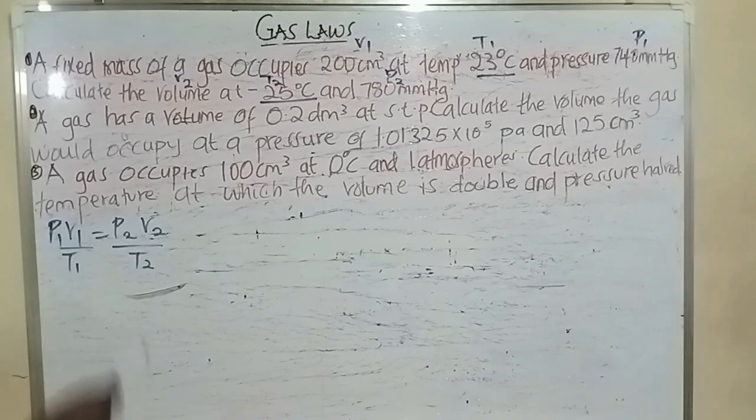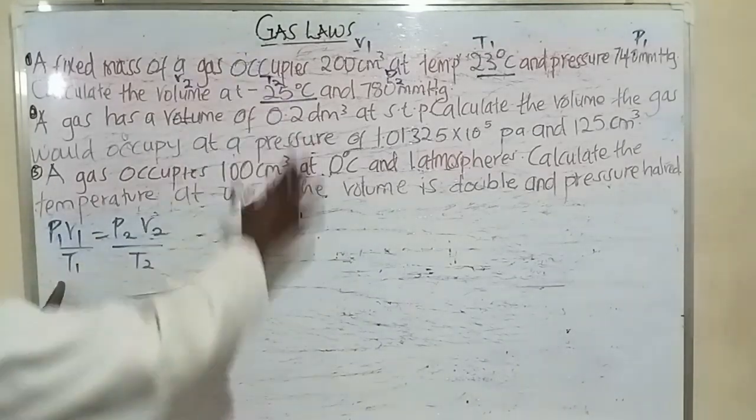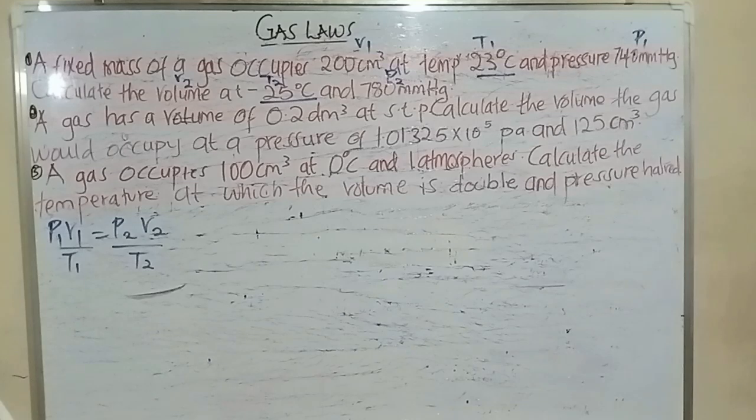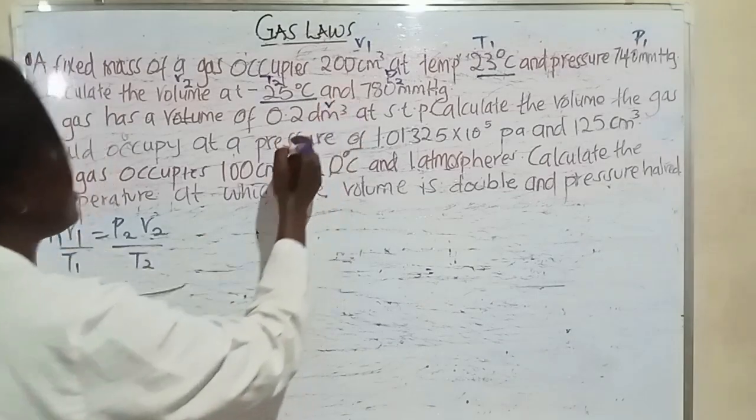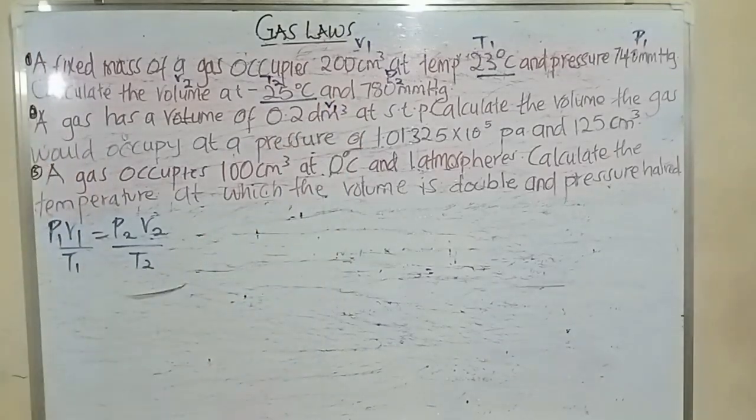So you're told, we have written the formula here because these questions are all under combined gas laws. A gas has a volume of 0.2. So this is our volume 1, at standard temperature and pressure. Calculate the volume the gas would occupy at a pressure of 1.01325 times 10 raised to power 5 pascals and 125 centimeters cubic.